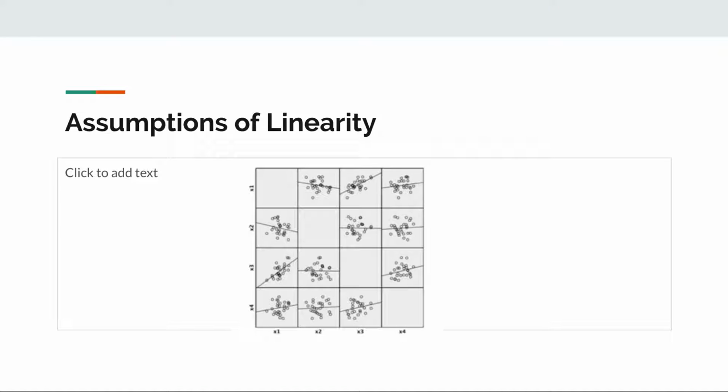In our assumptions of linearity, x1 and x2 are negatively correlated, which doesn't violate the assumption of linearity. ANOVA also requires linearity, which we'll be getting to soon.